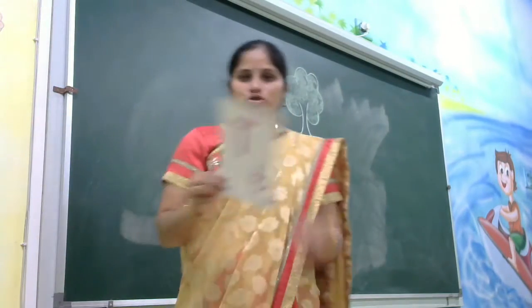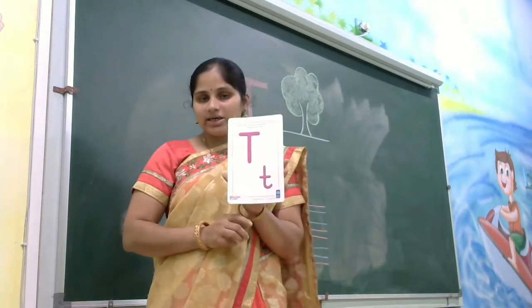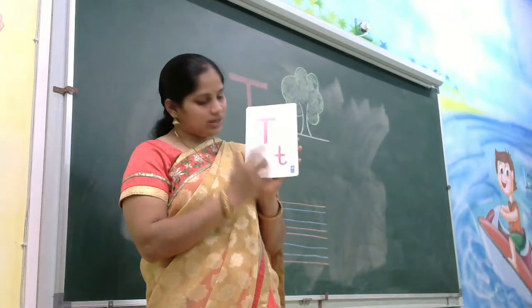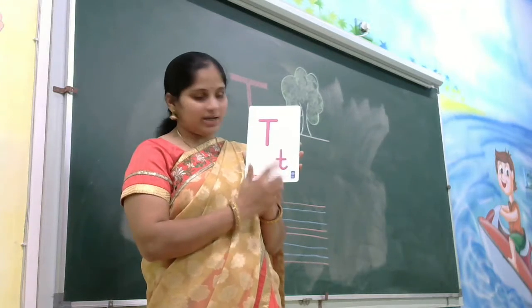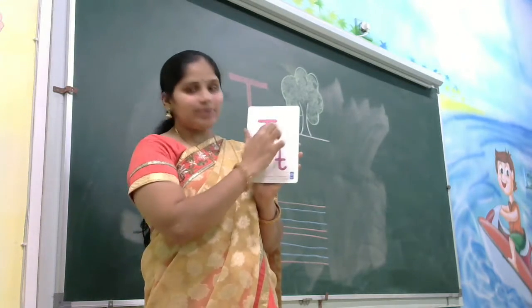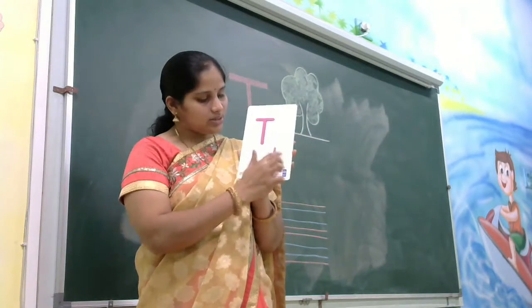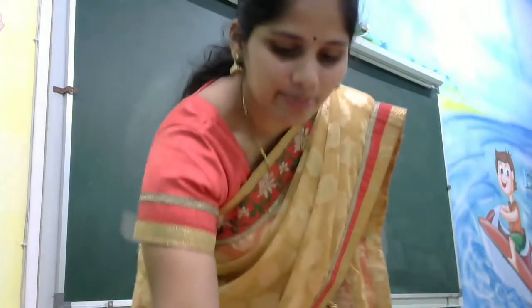Which letter are we going to learn today? We are going to learn letter T. See, this is capital letter T and this is small letter T. Standing line, sleeping line, capital letter T. And this is small letter T. Okay, we will see some pictures which start with letter T.